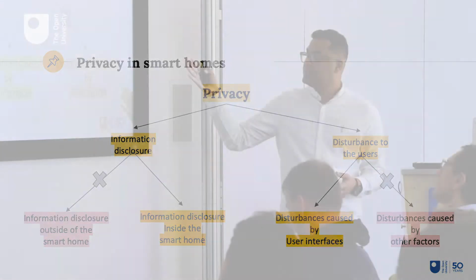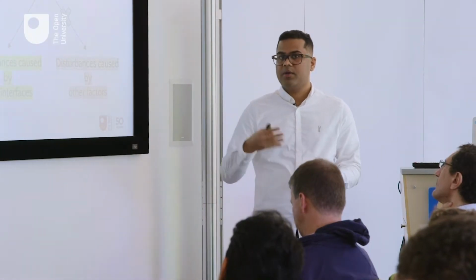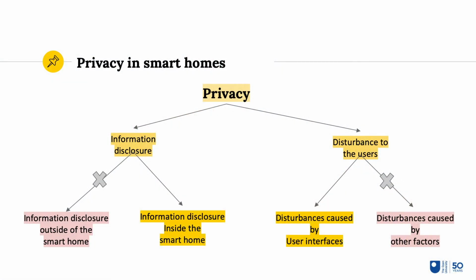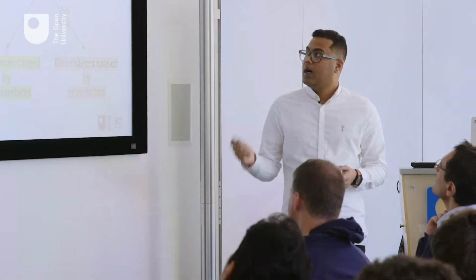With regard to disturbances, there are two ways normal disturbances could happen to smart home users. The first being which happens because of the user interfaces, and the other being other factors. I'll be focusing on disturbances which are caused due to user interfaces. So these are the two main privacy aspects I'll be focusing on in my research.